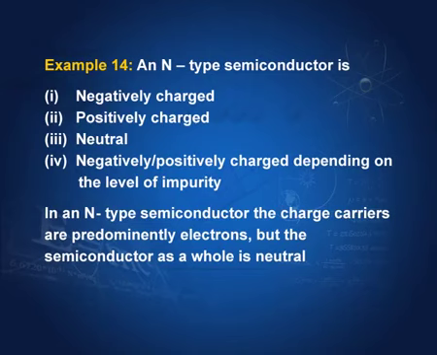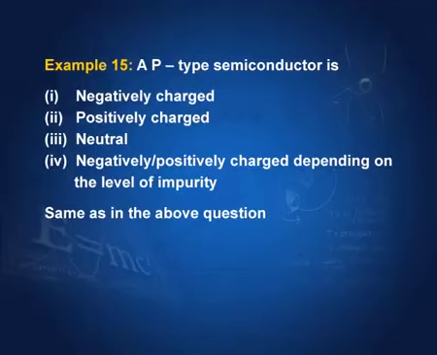An n type semiconductor is negatively charged, positively charged, neutral, or negatively or positively charged depending on the level of impurity. Please remember, in an n type semiconductor the charge carriers are predominantly electrons, but the semiconductor as a whole is neutral. If an electric field is applied, electrons would move, but as a whole the semiconductor is neutral.